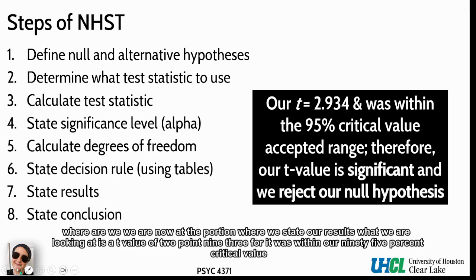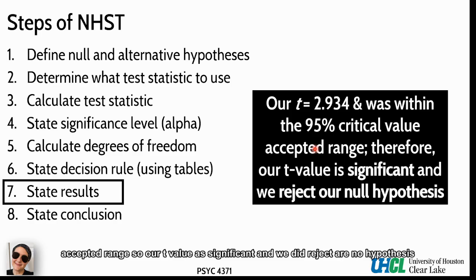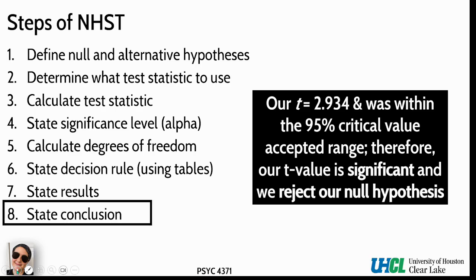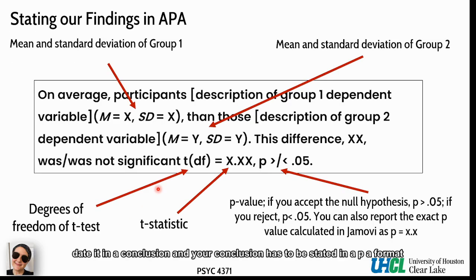So where are we? We are now at the portion where we state our results. What we are looking at is a t-value of 2.934. It was within our 95% critical value accepted range. So our t-value was significant, and we did reject our null hypothesis. So we're going to take that and we're going to state it in a conclusion. And your conclusion has to be stated in APA format.